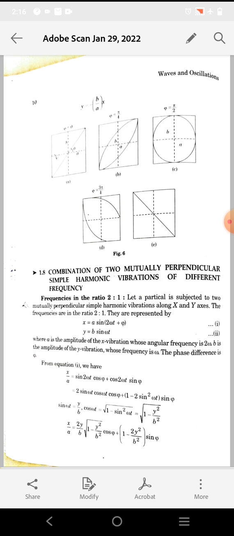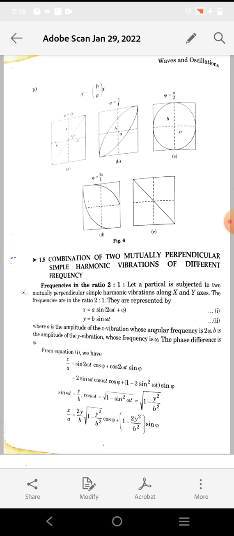In the special case phi is equal to 0, it is a straight line. Phi is equal to 45 degrees, it is an oblique ellipse. Phi is equal to 90 degrees, it is a circular path. And phi is equal to 3 pi by 4, it is a right angle oblique ellipse. And phi is equal to pi, it is a negative slope straight line. This kind of information we already discussed in the last class.